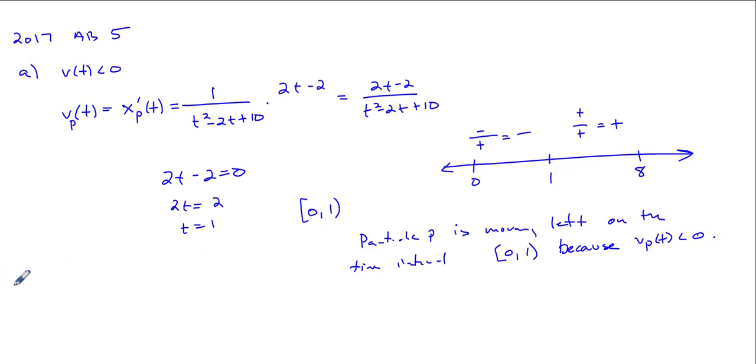Okay, part B. This is looking a lot like a problem we've done before. 0 to 8 inclusive. Find all the times t during which the two particles travel in the same direction. Well, we know the direction of travel for particle P. We don't know the direction of travel for particle Q. Well, let's figure it out. Good news is, though, we already have the equation. Velocity for Q is t squared minus 8t plus 15.